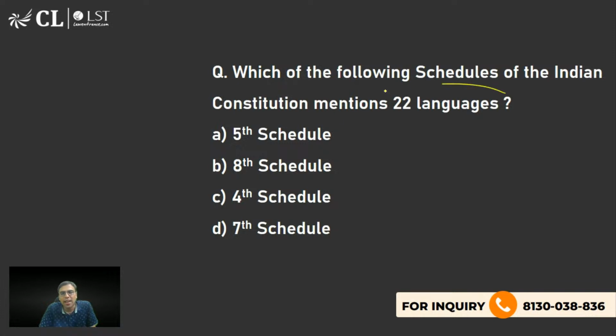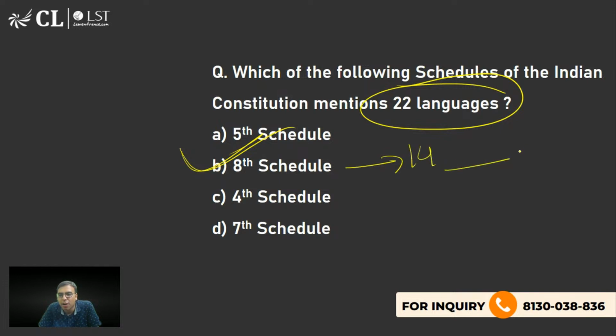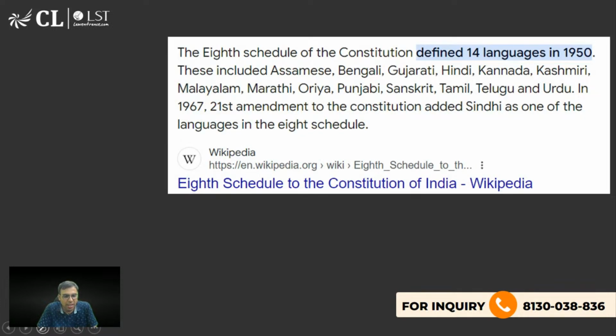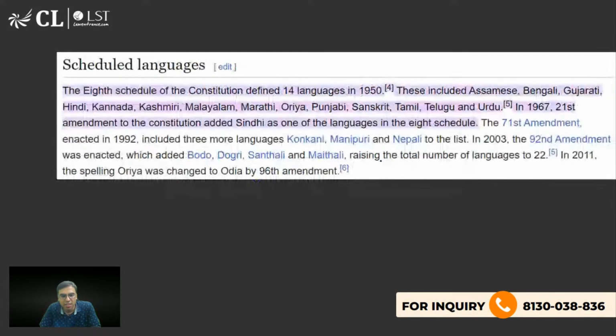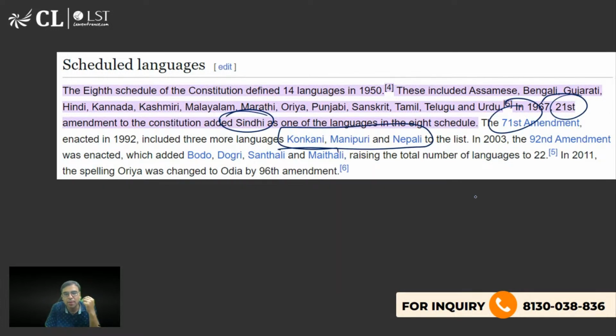The next question: the 22 languages are mentioned in which schedule of the Indian Constitution? Right, the 8th schedule. Originally, how many languages were there? 14. And how many of them were added later on? 8 were added later on. I have sometimes seen in some exams a question about which amendment. For example, by the 21st amendment Sindhi language was added, by the 71st amendment Konkani, Manipuri, Nepali were added, by the 92nd amendment Bodo, Dogri, Santhali, Maithili were added. And by the 96th amendment, the Odia spelling was changed.